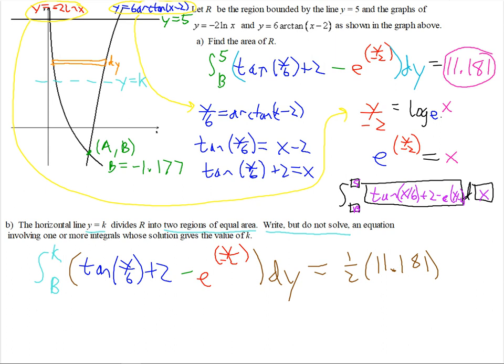Or again, you could say the integral from b to k equal to the integral from k to 5 would also work. This one's just a little less to write down. And that concludes the notes for AP Calculus on the topic of area between curves.